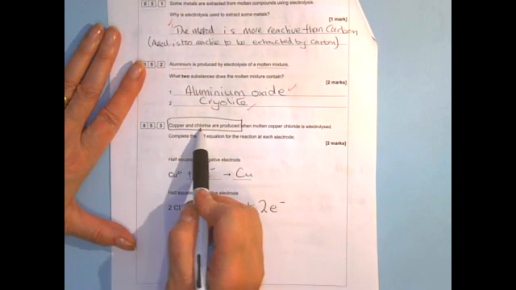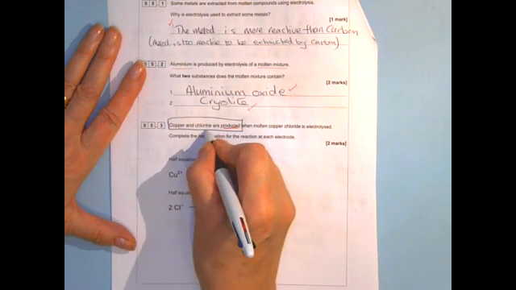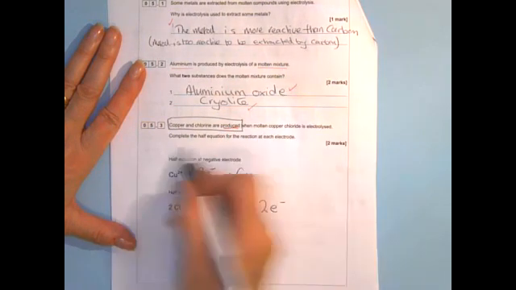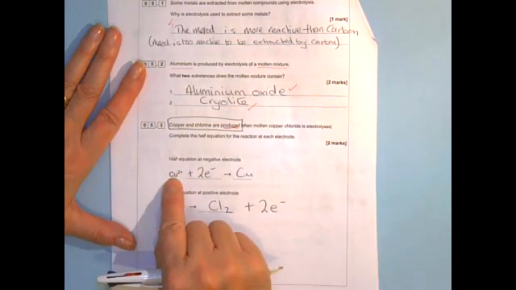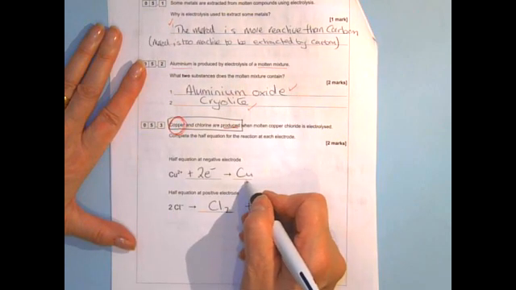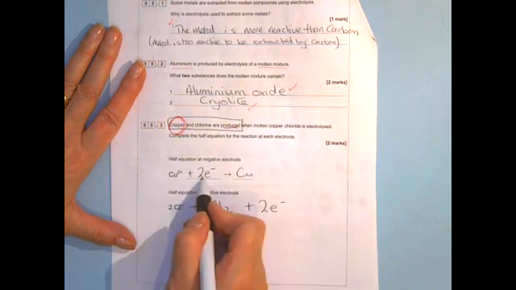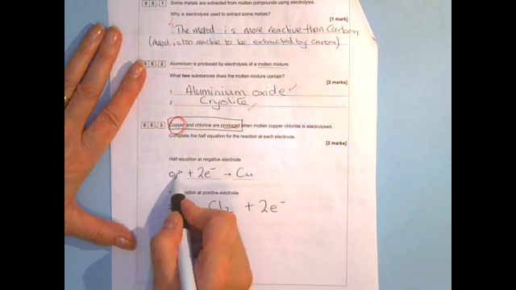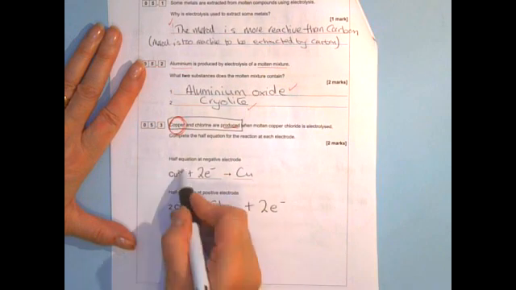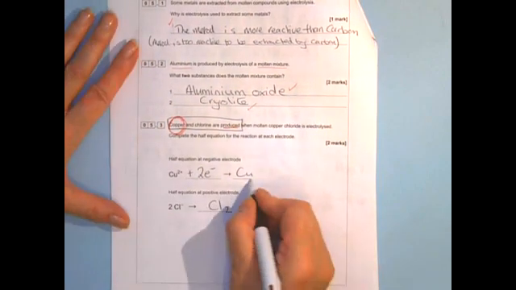5.3, copper and chlorine are produced. So we know we're going to get copper and we know we're going to get chlorine when molten copper chloride is electrolyzed. Complete the half equations. So if we start off with our copper ion, Cu2+, we are going to get copper. We need to add 2 electrons to make this copper 2 plus ion neutral. So we've got 2 pluses there, 2 minuses there, they'll come together and we'll get a neutral copper atom.